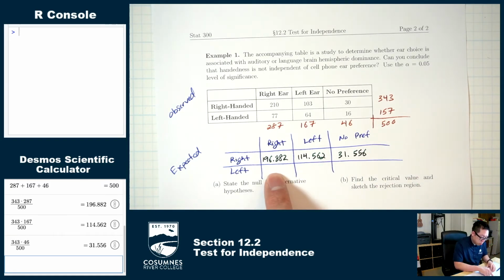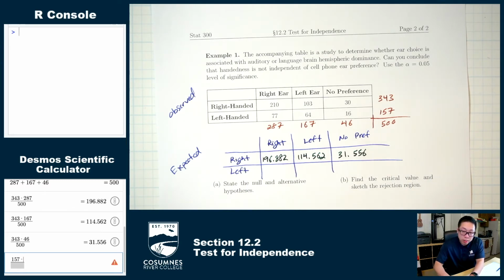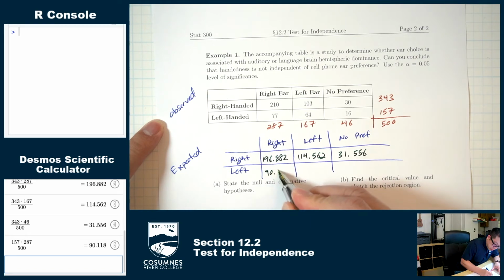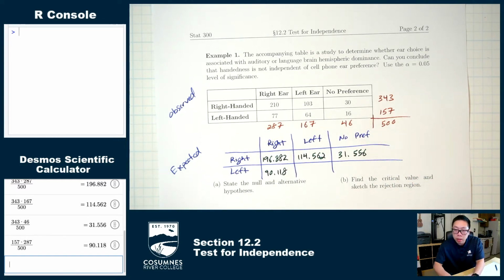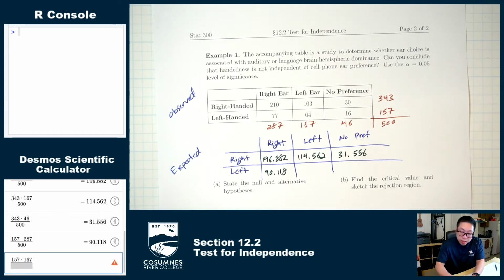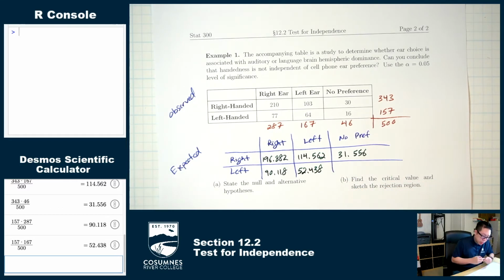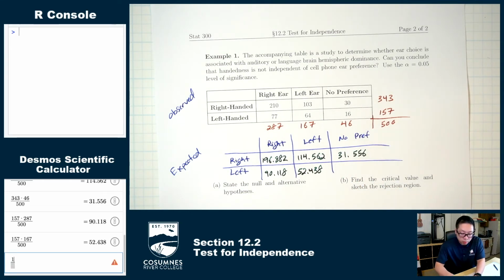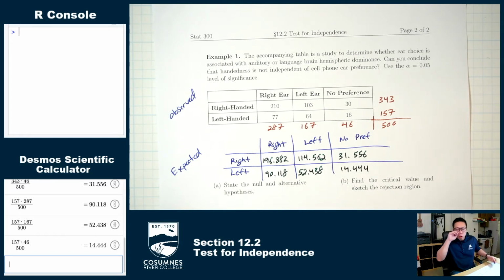Okay, bottom left here, row total 157 times column total 287 divided by total 500. That's going to be 157 times 287 over 500, 90.118. Next up, row total 157, column total 167 divided by total 500. 157 times 167 over 500, 52.438. And then last one, this one's going to be 157 times 46 divided by 500. 157 times 46 over 500. 14.444. And those are our expected numbers.